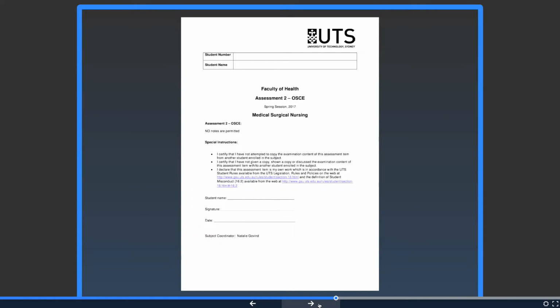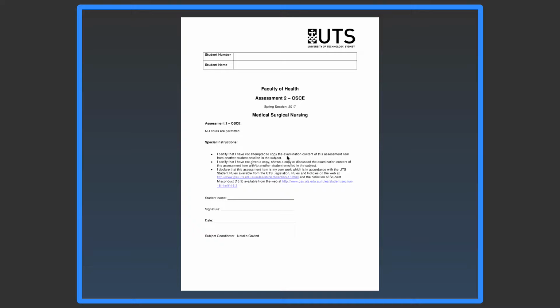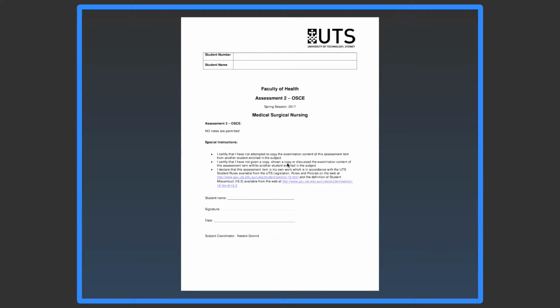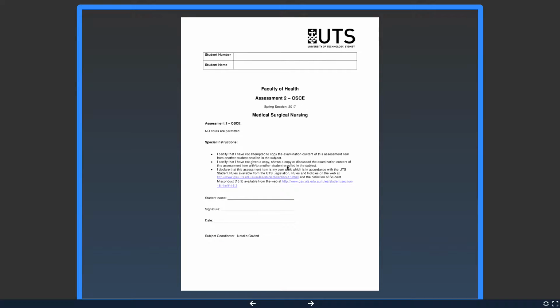During your reading time, you'll be asked to sign a cover sheet, and this is a representation of that cover sheet. As you can see, there are no notes permitted to be brought into the OSCE, but the cover sheet is designed for you to state an agreement that you have not attempted to copy the examination content of this assessment item from another student enrolled in the subject, and that you have not given a copy, shown a copy, or discussed the exam content of this assessment item with another student enrolled in the subject.